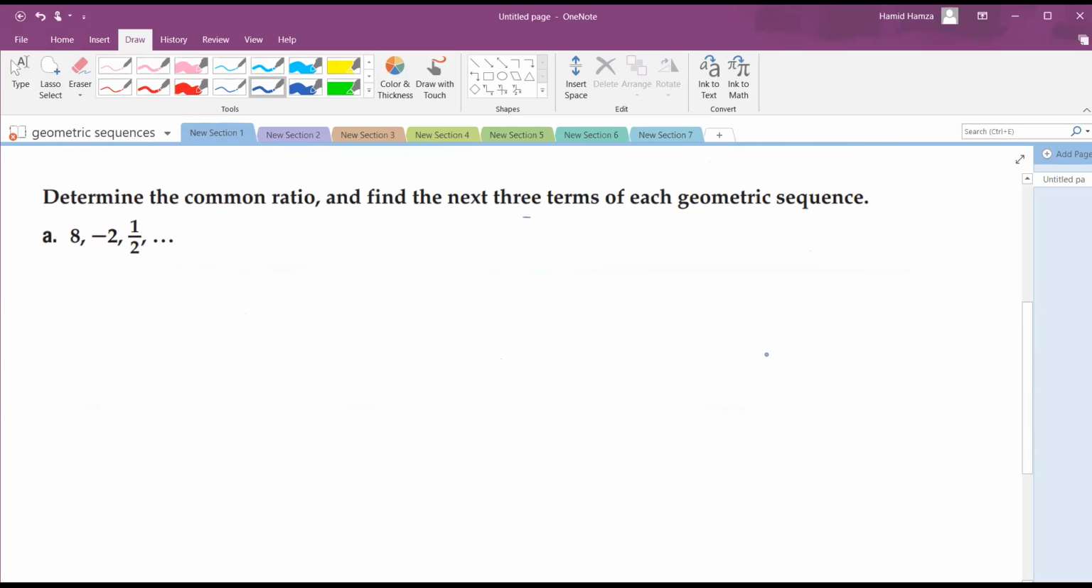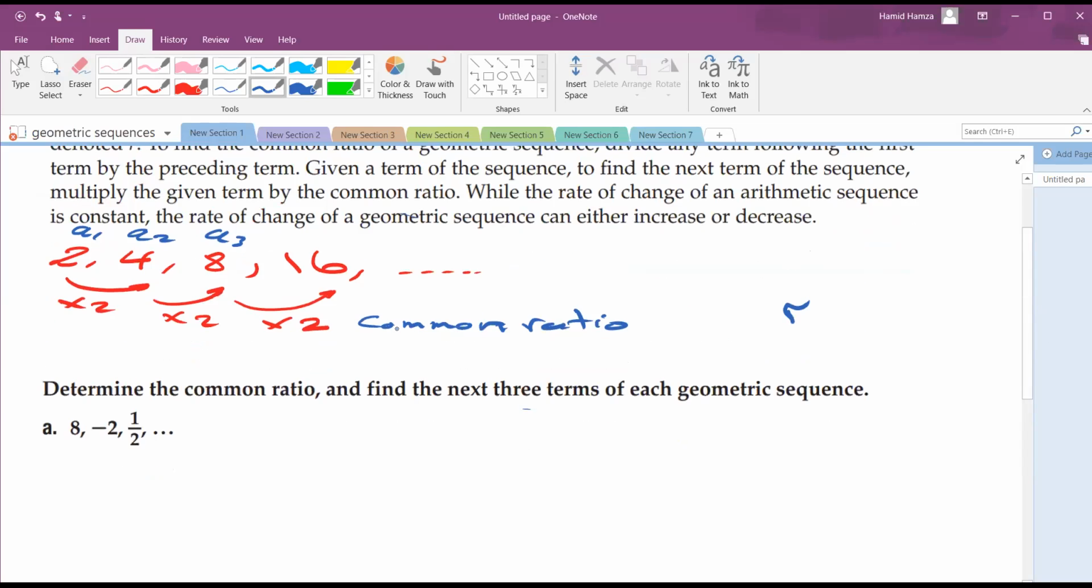Okay. So we obtain the common ratio by dividing any consecutive terms. It gives you the common ratio. So if you divide 4 divided by 2, or 8 divided by 4, or 16 divided by 8, any two consecutive terms, you will get the common ratio. We divide the second term by the first, third by the second, fourth by the third, and so on like this.